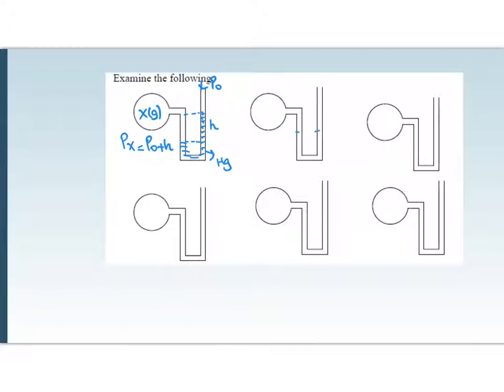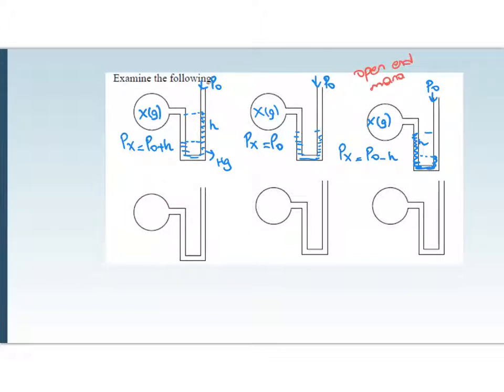So if there is no height difference between the levels of mercury, you have X gas here, you have P0 here, pressure of X is equal to atmospheric pressure. If that mercury level difference is on the left hand side of the manometer, this means that atmospheric pressure is higher than pressure of X, and the difference is H. So Px is equal to P0 minus H. Now these are open-end manometers.